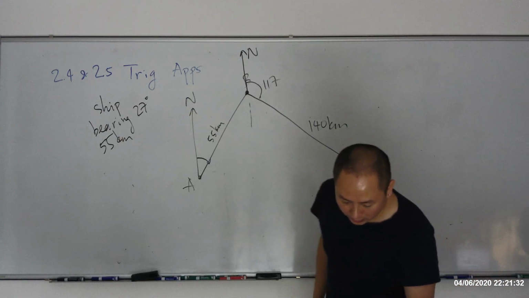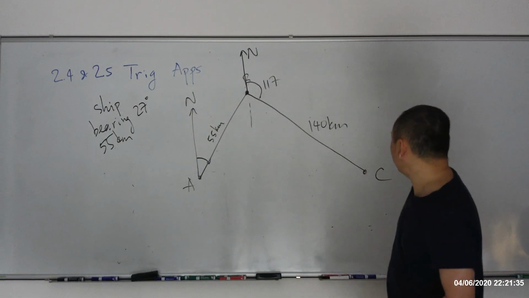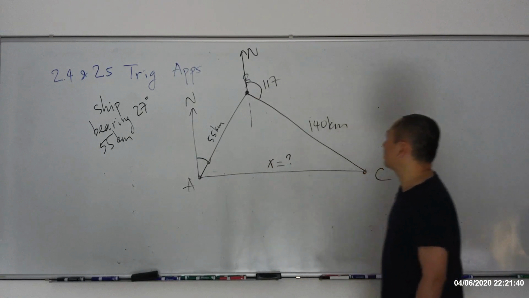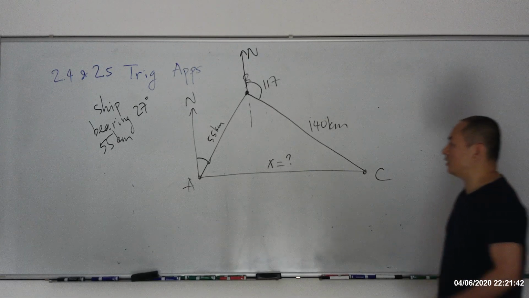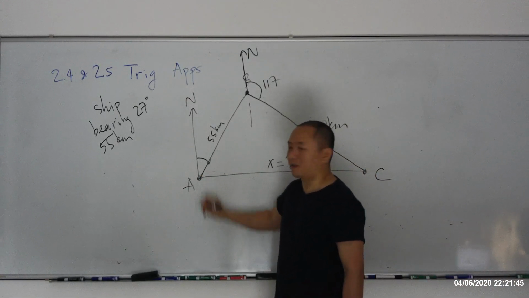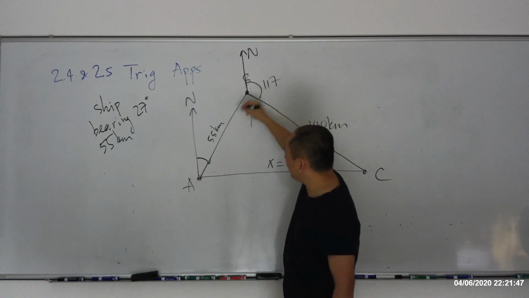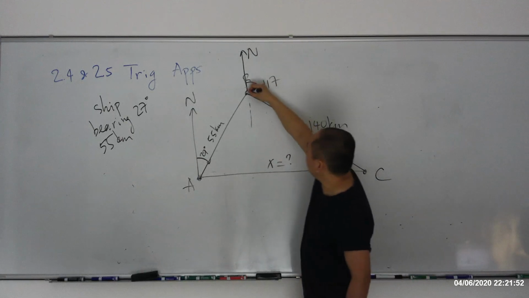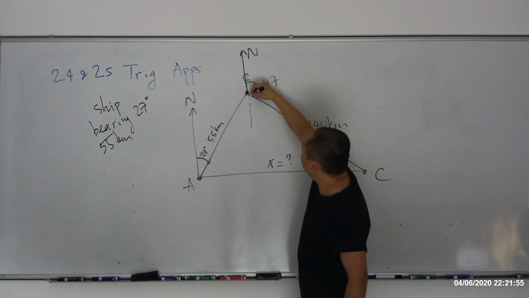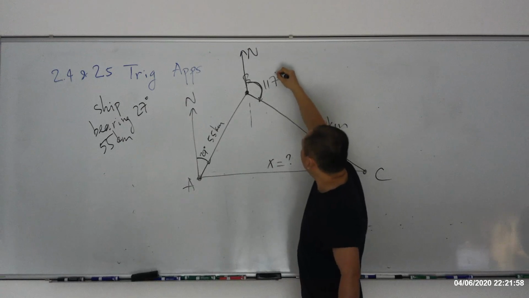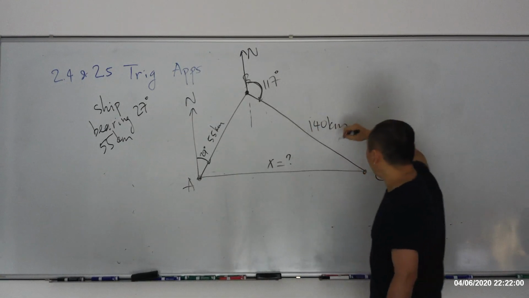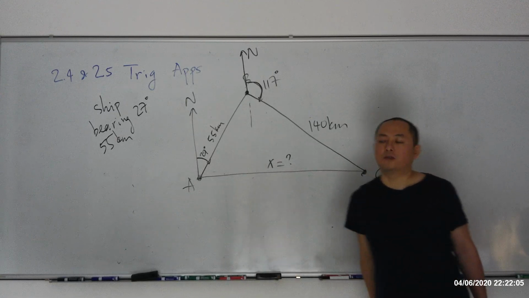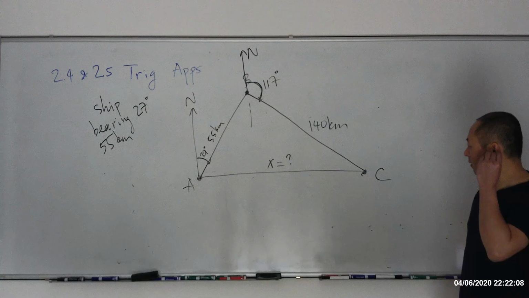The question asks you to find the distance from A to C. Let's call it X, equal to how much? So what do you know? There's a boat starting right here and traveling 55 kilometers with a 27 degree bearing. It stops at point B, 55 kilometers from A, and then takes a bearing of 117 degrees again and travels a distance of 140 kilometers. It stops right here at point C. How far is that, the distance from A to C?